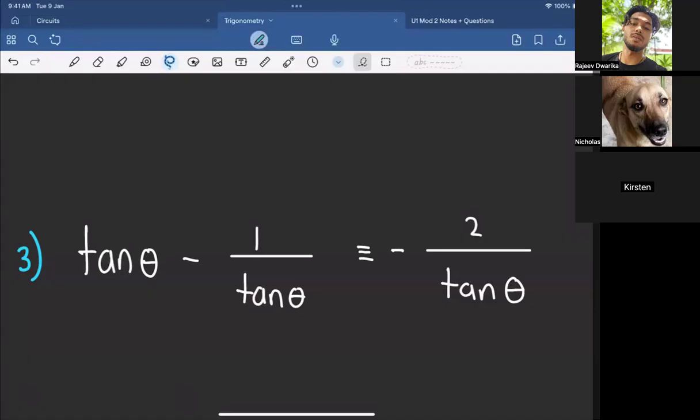Nicholas, any luck? How is it going? Slowly but surely. What was the first thing you did? The first thing I did was change tan theta to sin theta over cos theta. Yeah, nice. Well, you shouldn't have any problems with this. I don't see you having any problems. You'll be good to go.